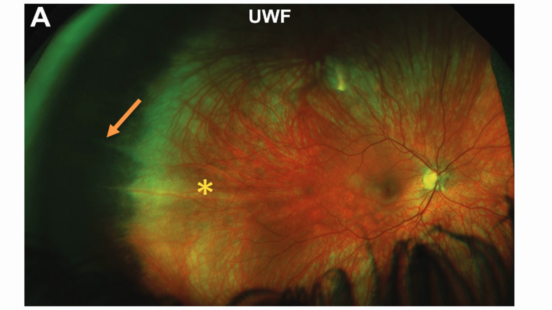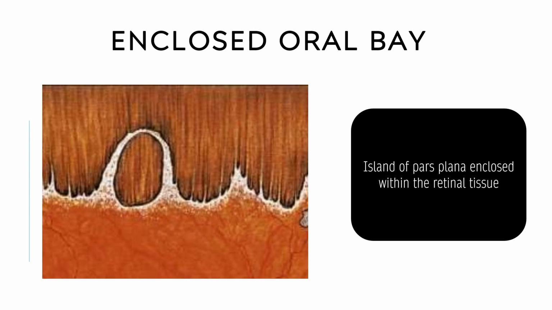Again on an ultra wide field imaging, you can see these ones here marked by the arrow are the dentate processes, and in between that what you see is the oral bay. Now marked with asterisks here is a meridional fold, so we're going to talk about it again in a while.